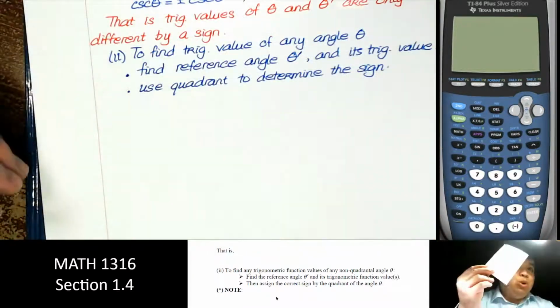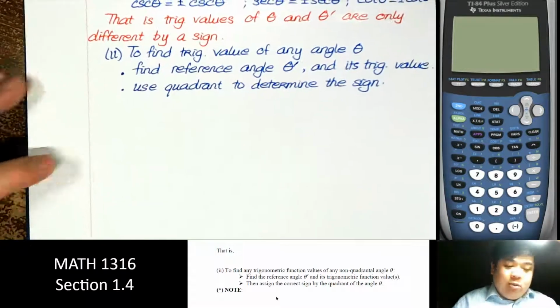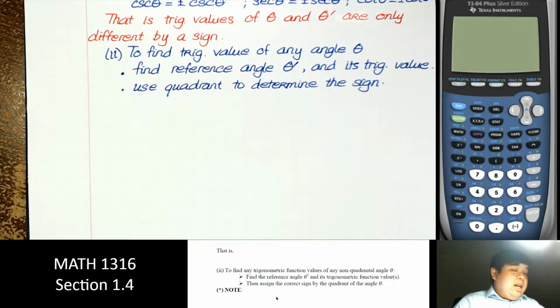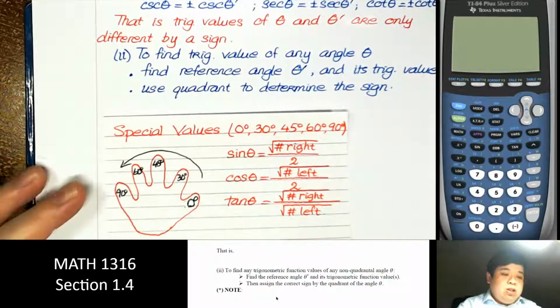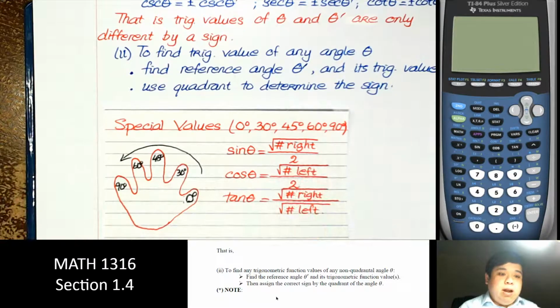Right. So we're going to use these two for the next example. But before we do all of that, now it's very important. By the way, do you have any question up to this point? Right. So now up to this point, we can only find the trig values of these special values, right? 0, 30, 45, 60, and 90.